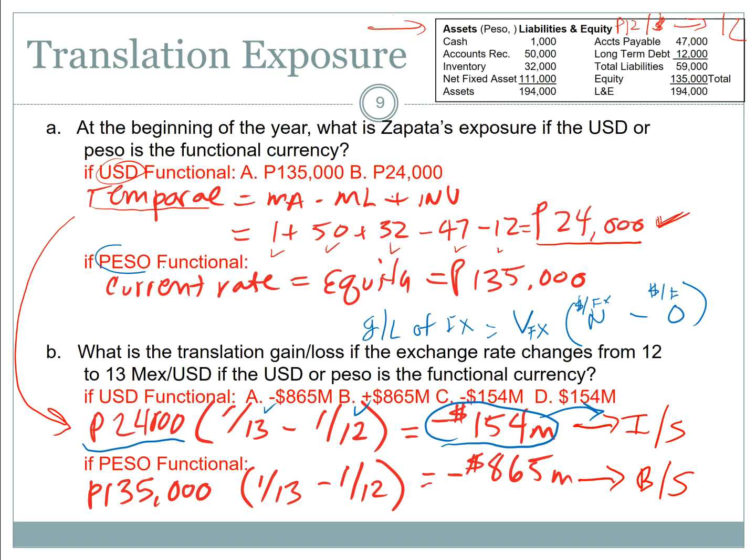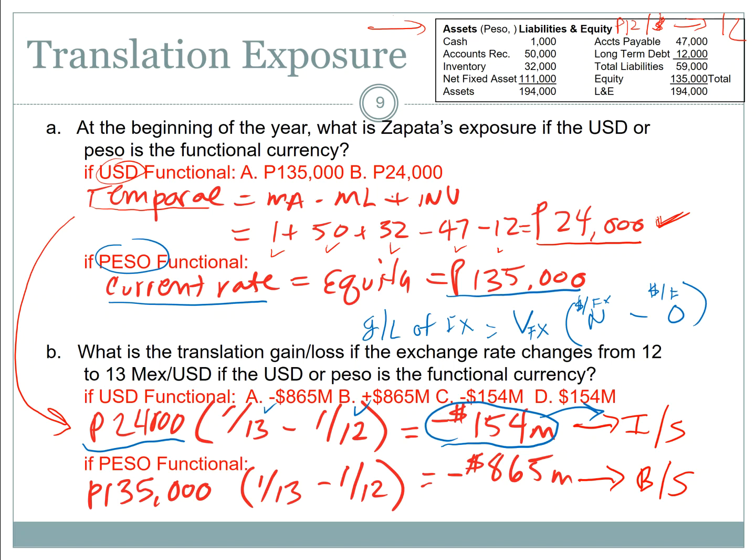Now, if they chose the peso as the functional, and this is not something you would change every period, they might reevaluate it every decade or so, but if they chose the peso as the functional currency, in your financials, you need to submit for every subsidiary what is the functional currency. They would use the current rate method. In other words, all assets and all liabilities get revalued, so their net position is all of equity.